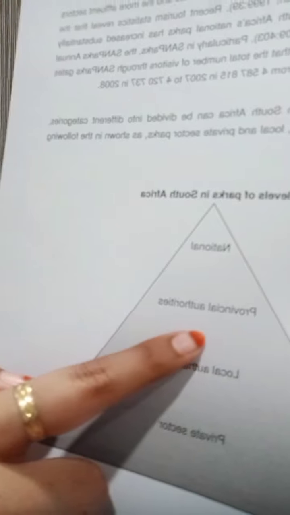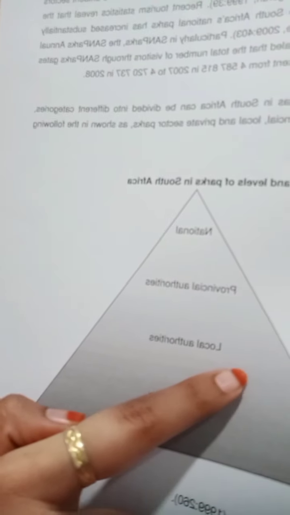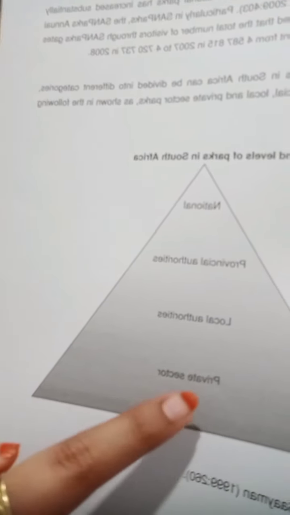Let me tell the category and the level of the parks in South Africa. This is in pyramid size. It's divided into four. Number one is national, number two is provincial authorities, number three is local authorities, and number four is private sector. These are equated into the four levels, sourced by Myberg and the Simon in 1999.